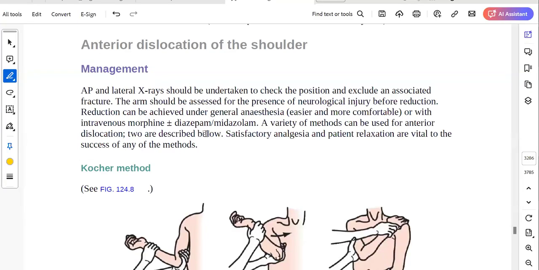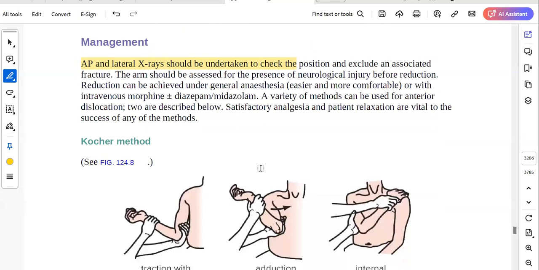So what to do for anterior dislocation of shoulder? You just need to relocate the shoulder. So you will first diagnose the condition with AP and lateral X-ray. And once the X-ray shows, yes, the patient has got a dislocation, what will you do? First of all, you will make sure there is no neurovascular injury before you do the reduction.